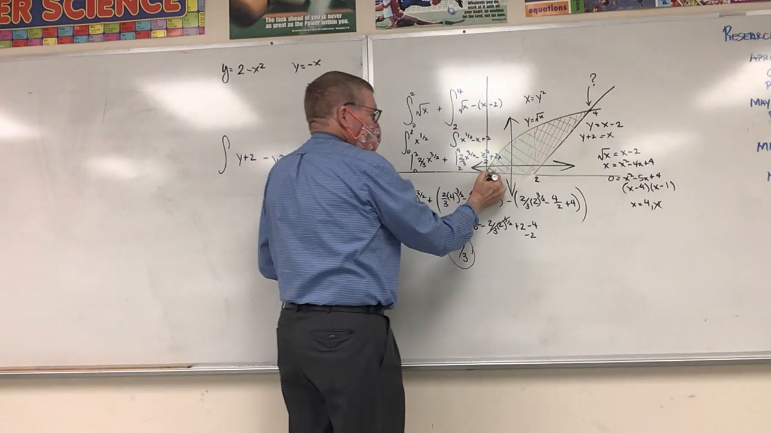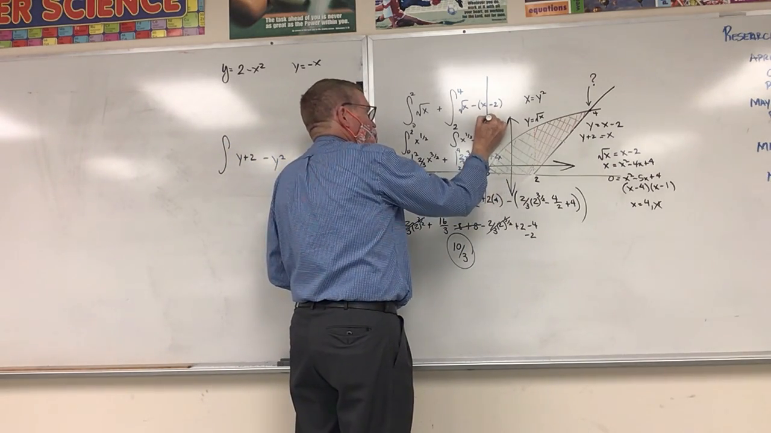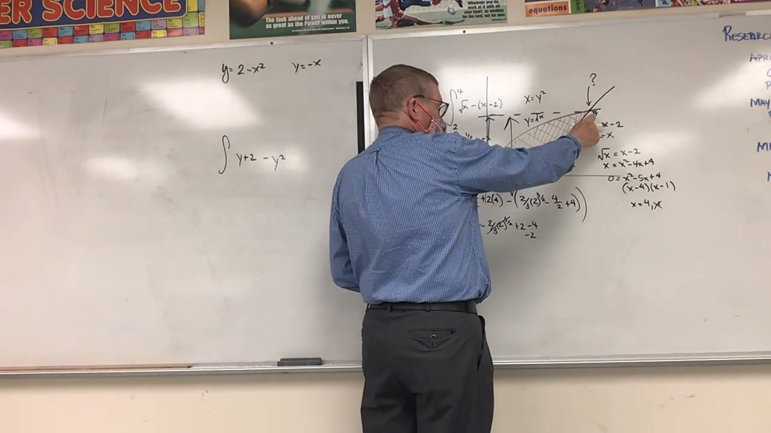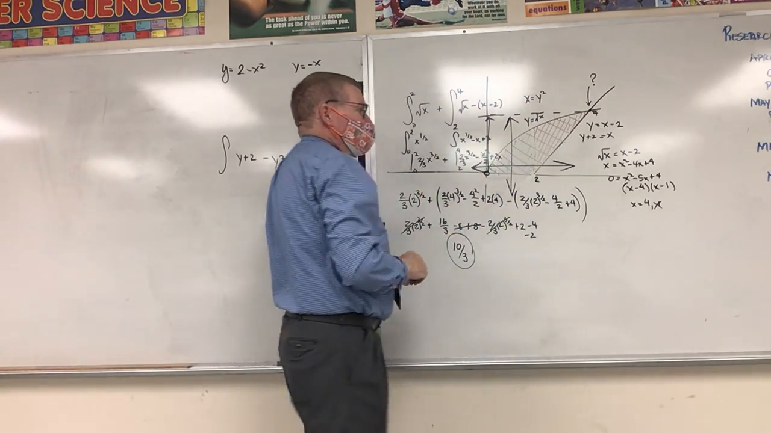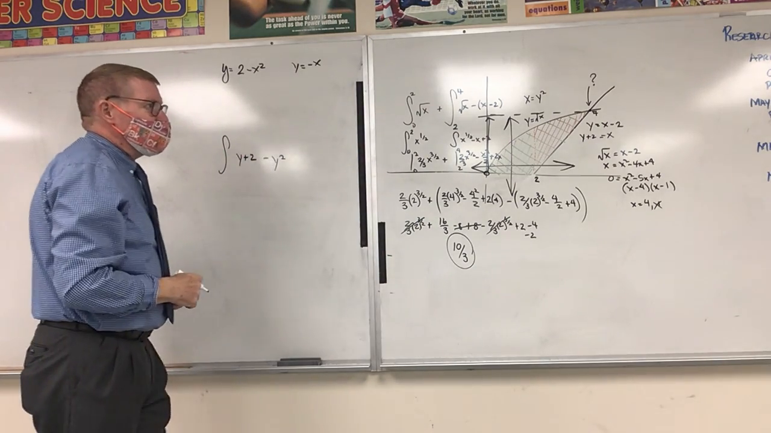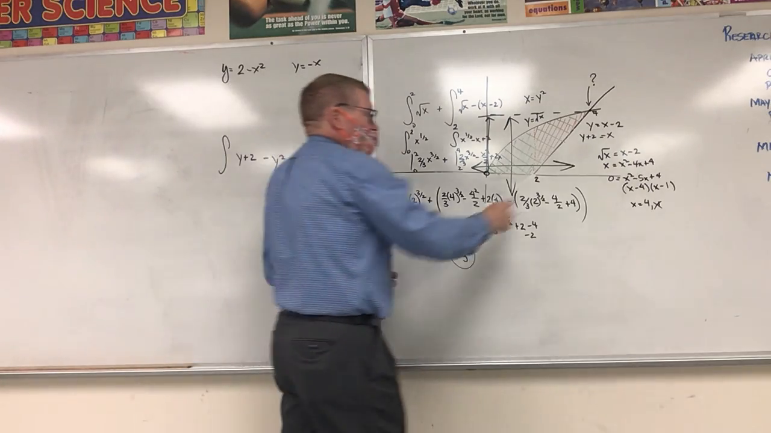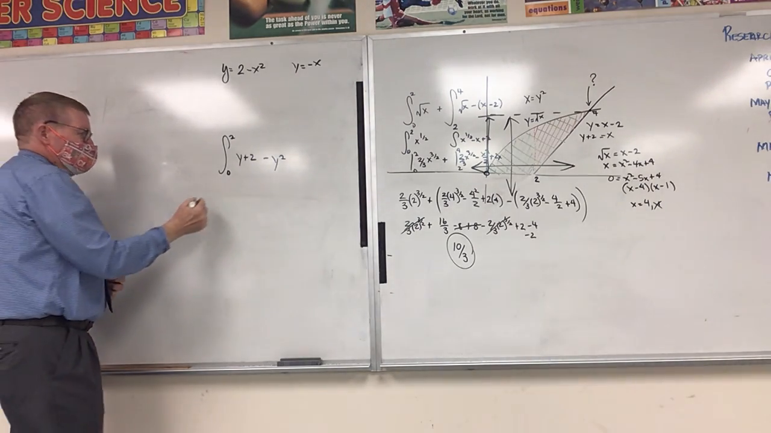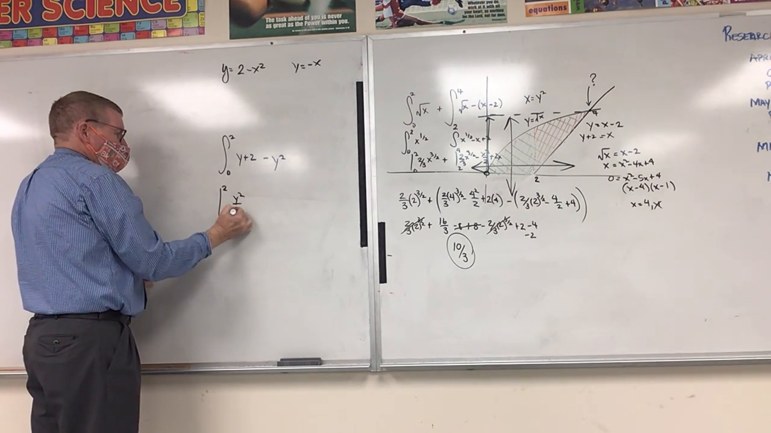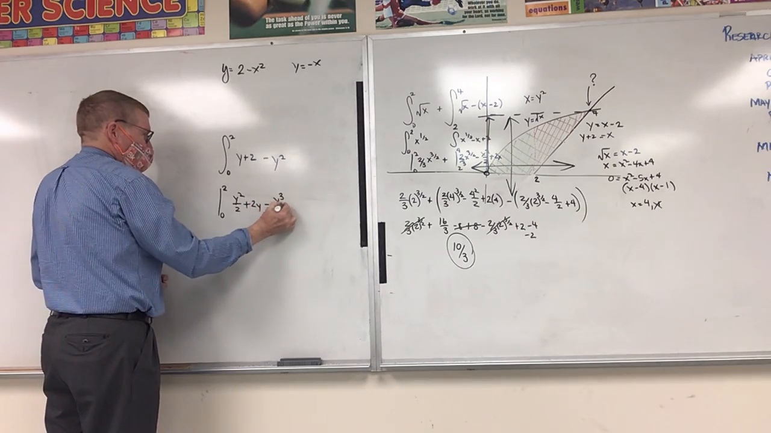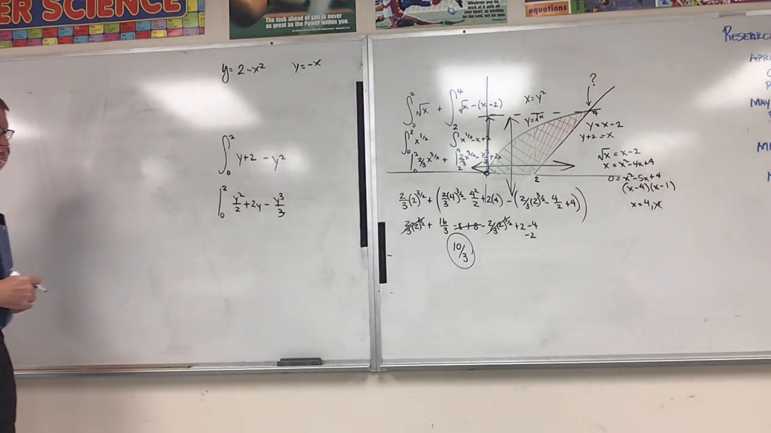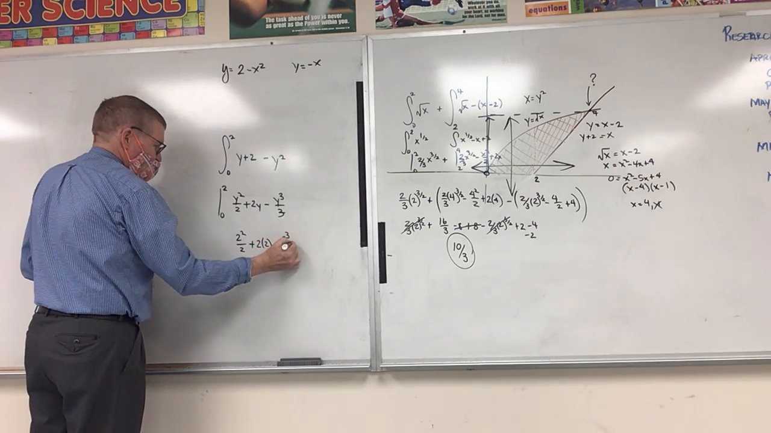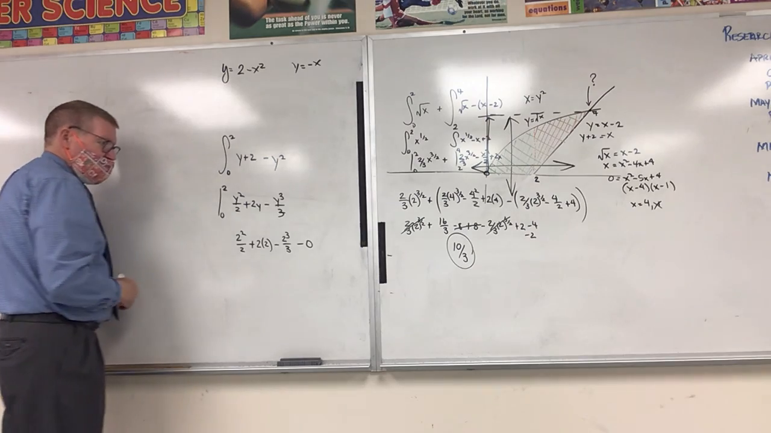I am going from y, which is 0, to here. Well, if my x here is 4, my y is going to be 2. Right? If we put 4 in for x, y equals 2. So I'm going from 0 to 2. So that's integrate 0 to 2, y squared over 2 plus 2y minus y cubed over 3. Plug it in, that's going to be 2 squared over 2 plus 2 times 2 minus 2 cubed over 3, and this would be minus 0, correct?